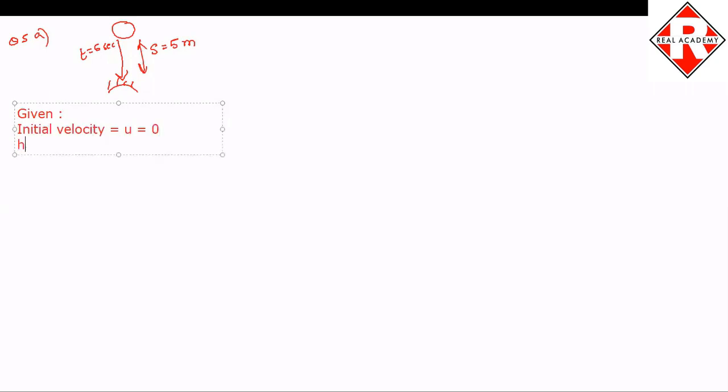What is the displacement? Height, or it is the same as saying displacement of the object, that is given by s, that is 5 meters. Time taken to reach the planet, that is given by t, is 5 seconds. So we have all these values, right? I want to find G, right?